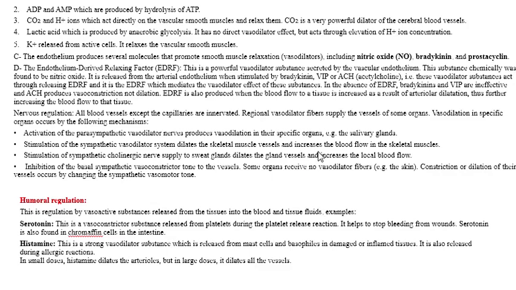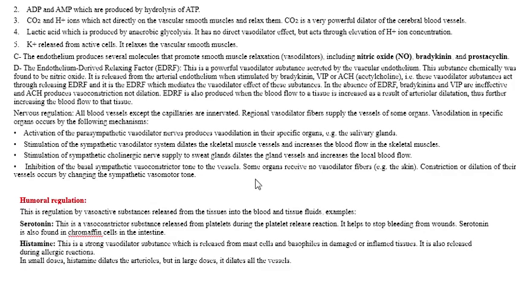So this increases the blood flow in the skeletal muscle, so there will be more contraction and more physical activity. Stimulation of the sympathetic cholinergic nerve supply to the sweat gland means more fluid excretion by sweating, so there will be regulation of the temperature also. Inhibition of the basal sympathetic vasoconstrictor tone means there will be inhibition of the tone, so there will be vasodilatation.